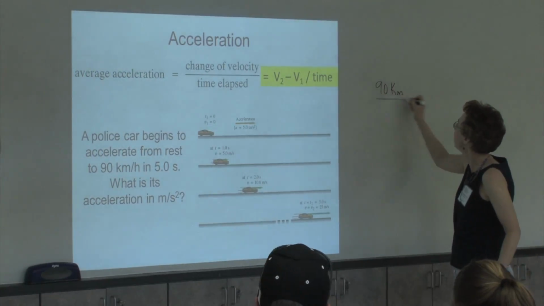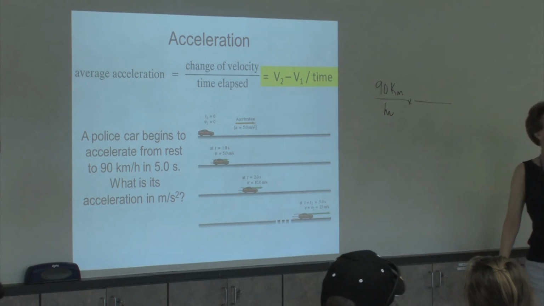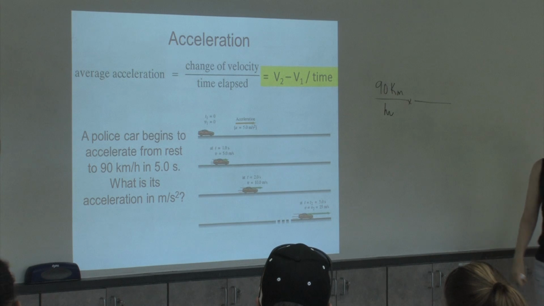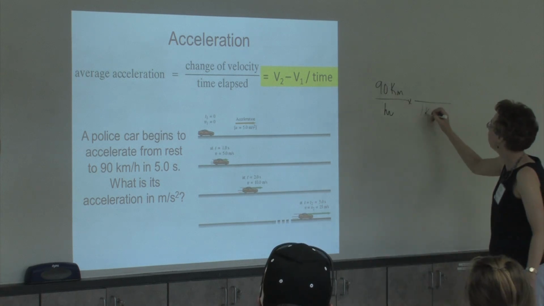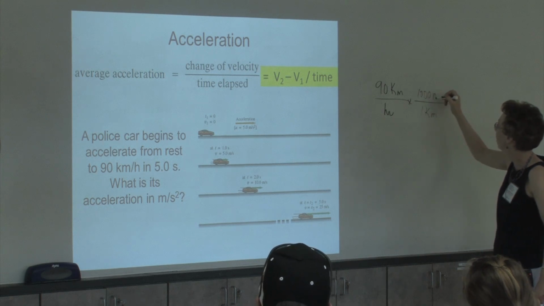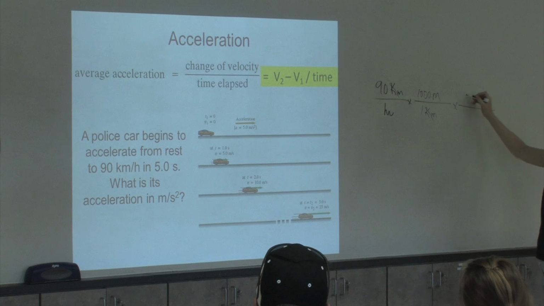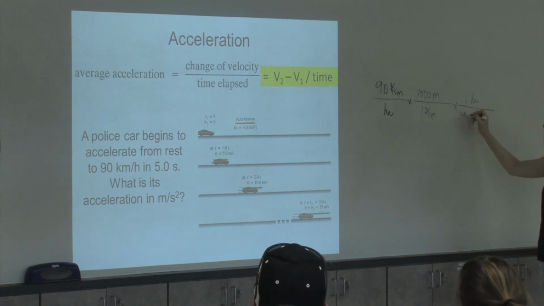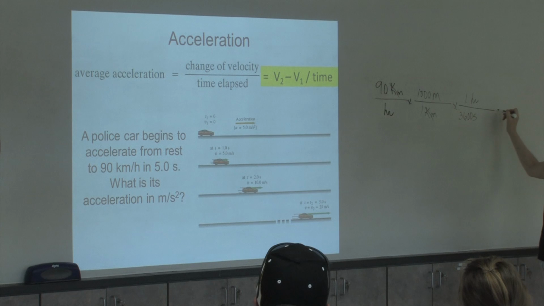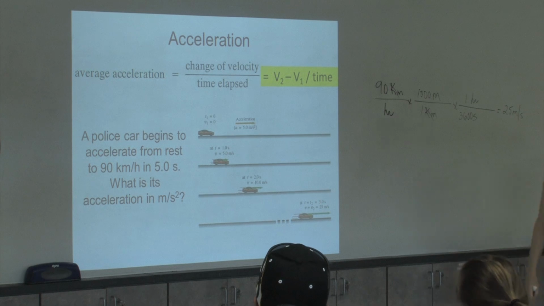So you take 90 kilometers per hour. How many meters in a kilometer? So I'll put the kilometers down here to cancel. 1,000 meters, that enables me to cancel there. I have 1 hour, 3,600 seconds. 25? Okay, that's his final speed.